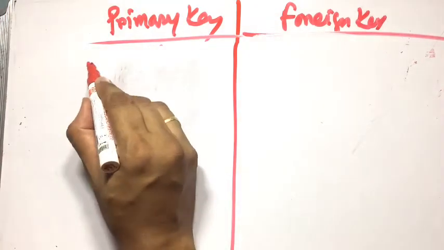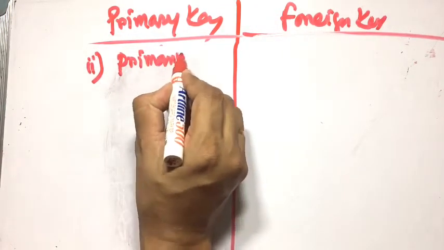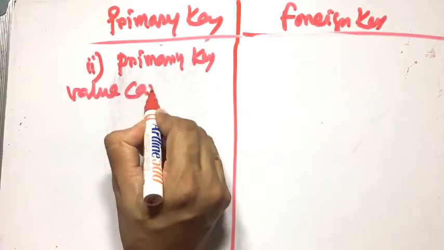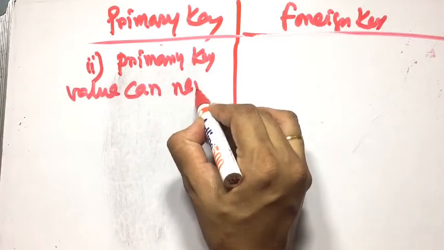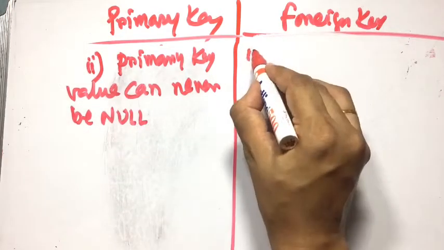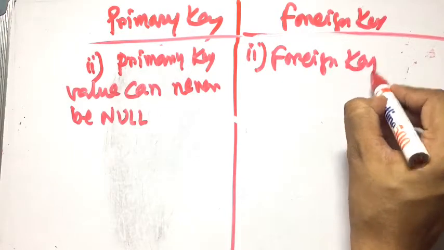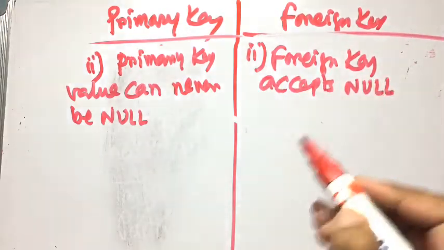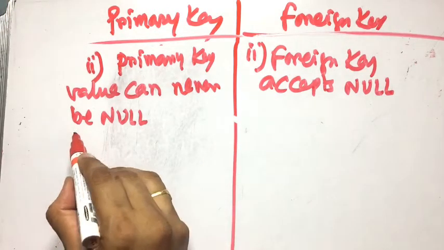Now the second difference. Primary key value can never be null. This is a very important difference. Primary key value can never be null. Foreign key accepts null. So this is the second difference.